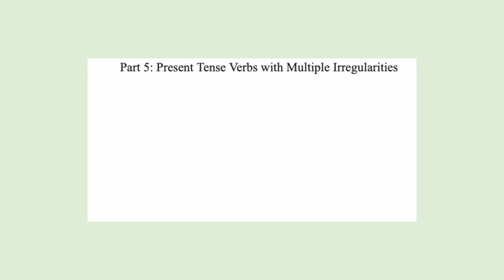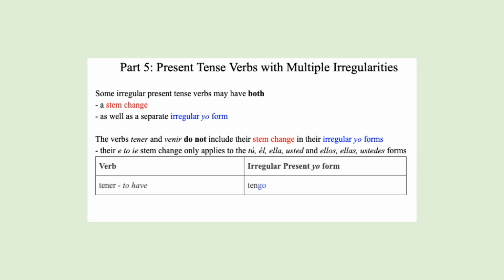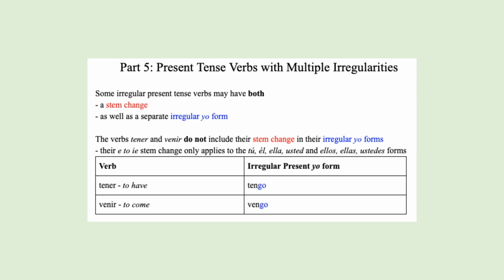I want to review certain verbs that have multiple irregularities in the present tense. Some of them may have both a stem change and a separate irregular yo form. Tener and venir are E to IE stem change verbs, but their stem change does not apply to their irregular yo forms. Tengo, vengo. But their E to IE stem change does apply to the other forms, excluding nosotros and vosotros.